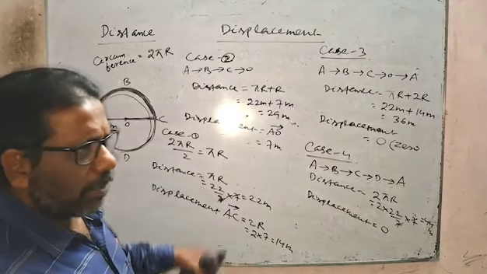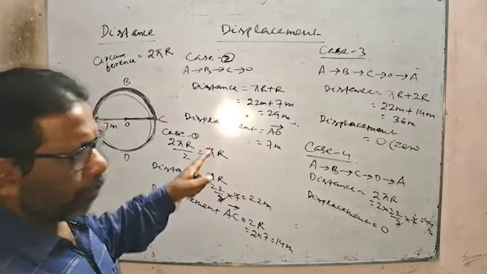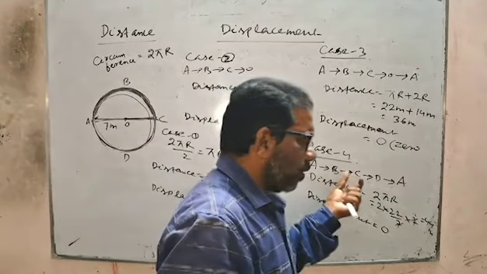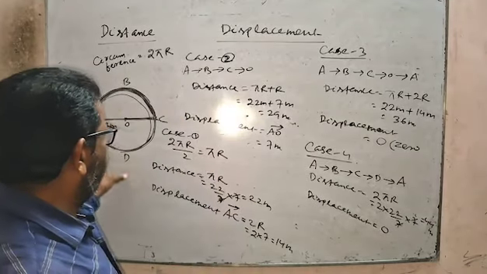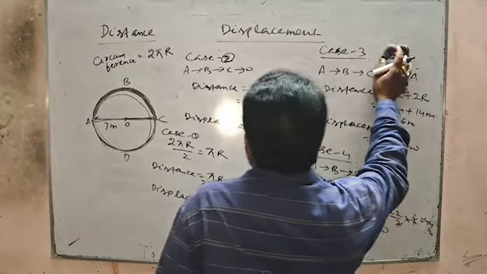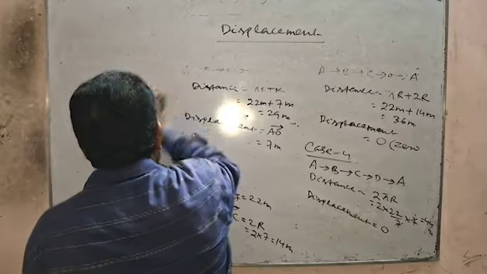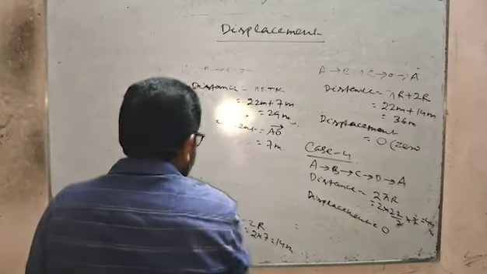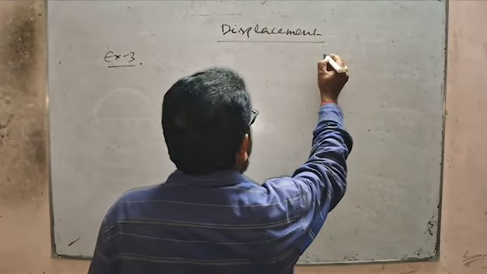Distance and displacement. We will take the third example. In the first example, we discussed how we can find the hypotenuse. In the second example, in a circular path, how can we find distance and displacement? Then we will take another example. Example 3.